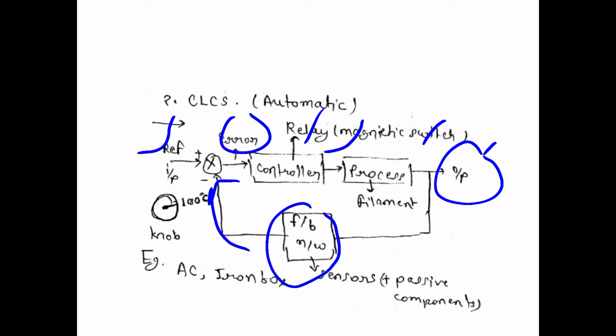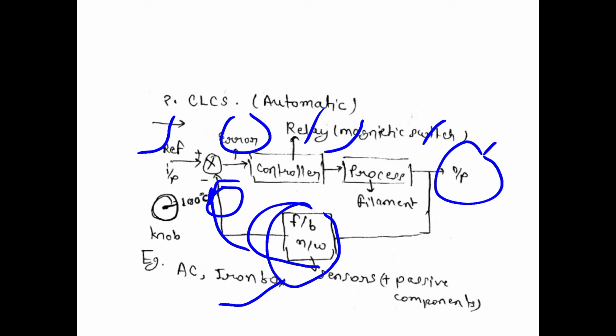So suppose we take the example of an automatic iron box, which is an example of closed loop control system. The reference input is the same here, the knob. Suppose you are putting the knob at 100 degrees Celsius, that is the reference input, and initially the output is 0, so the feedback signal here will be 0 and the error will be 100 degrees Celsius.